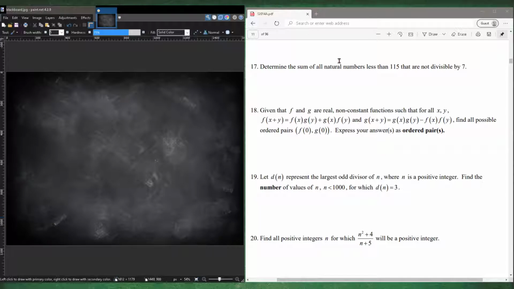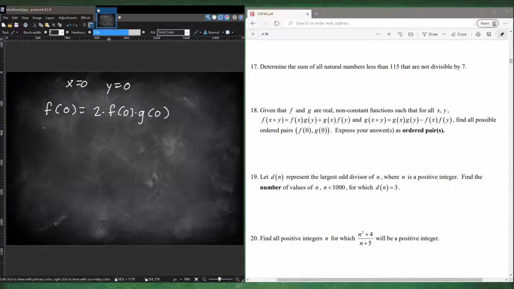Okay, so if this is going to be our function for f of x, and this is going to be our function for g of x. So plug in our 0 here. That means our x plus y is equal to 0. So let's say x equals 0 and y equals 0, right? That means f of 0 is equal to f of 0 times g of 0, plus f of g of 0 times f of 0. So that's just 2 times f of 0 times g of 0. Okay, so that's your first equation.